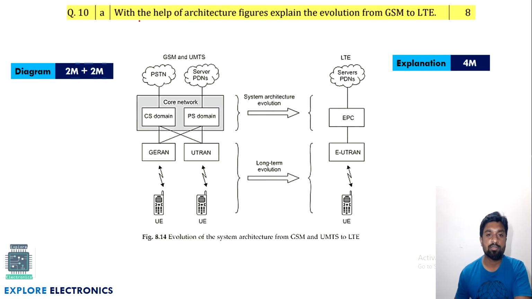Then the 10th question: with the help of architecture figures, explain evolution from GSM to LTE. We will be having a block diagram of the evolution system from GSM to LTE. We need to write this. Since it is asked for 8 marks, you can write the block diagram or the architecture of GSM while explaining, and also LTE, 1G, 2G, 3G, and those explanations will be supporting the answer for this question.